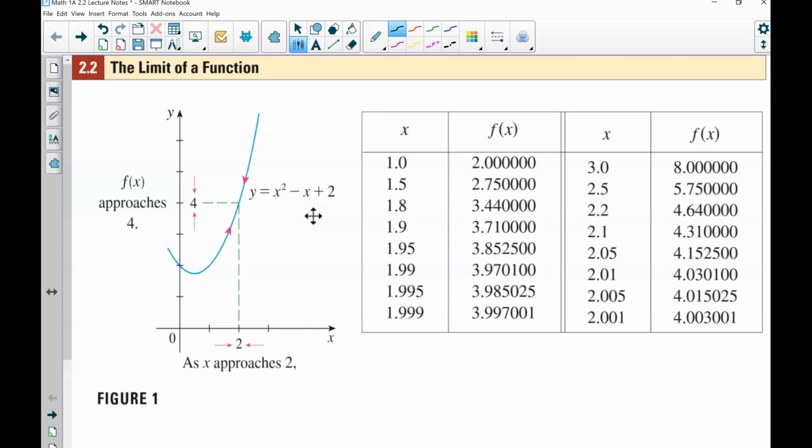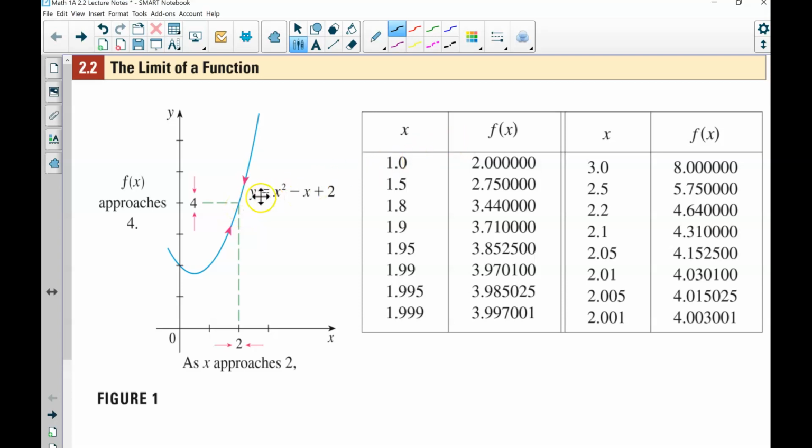plus 2 for values of x near 2. Now, if you look at the following tables, it gives values of f of x for values of x close to 2 but not equal to 2. Now, from these tables here, we can see that we're given a function that looks like a parabola, y equals x squared minus x plus 2. Now we can see that when x is close to 2 on either side of 2, the value of f of x is close to the number 4.